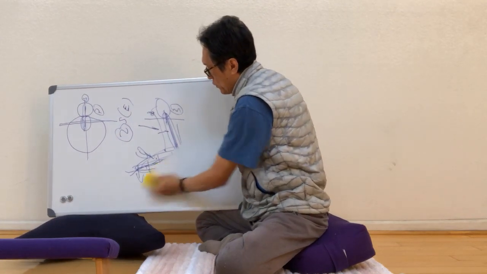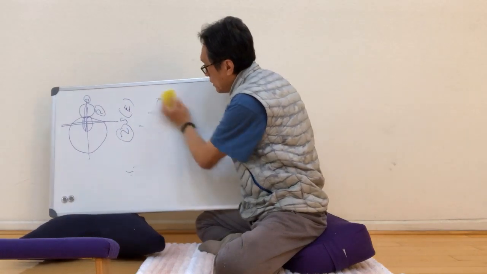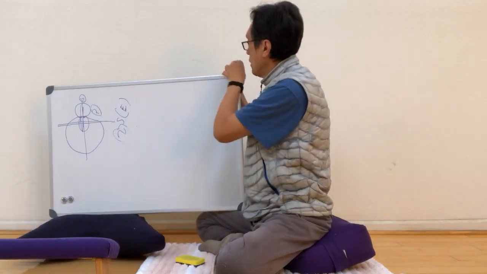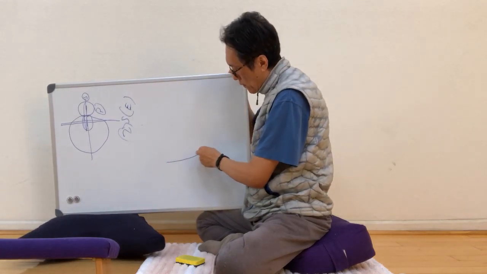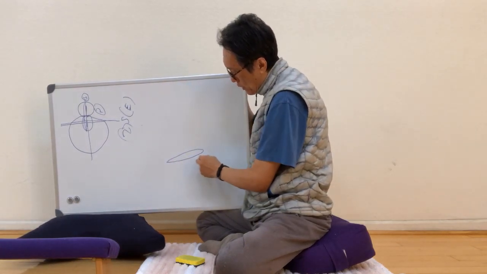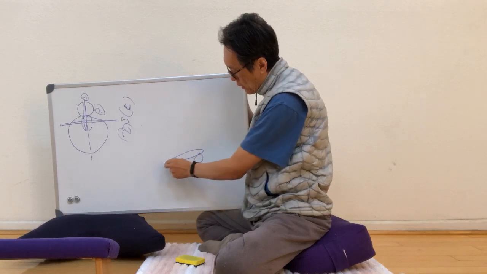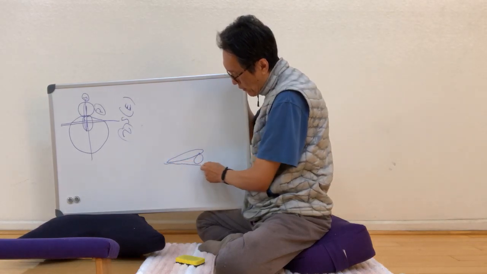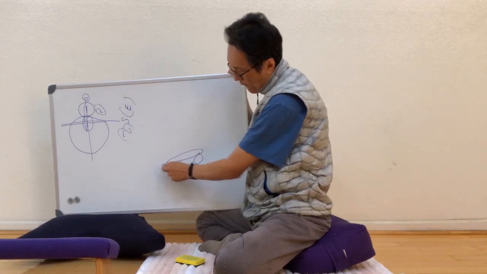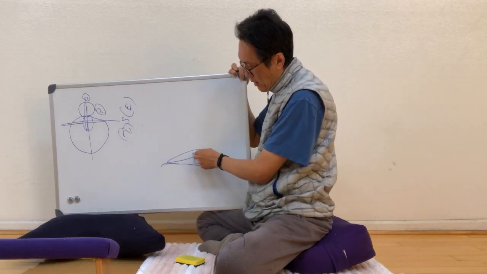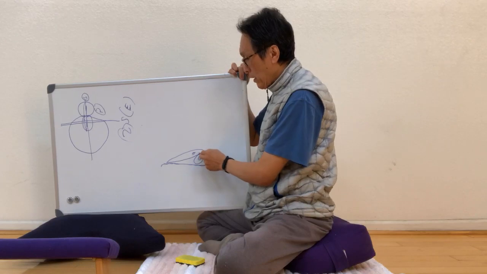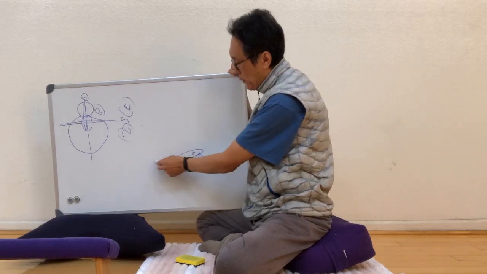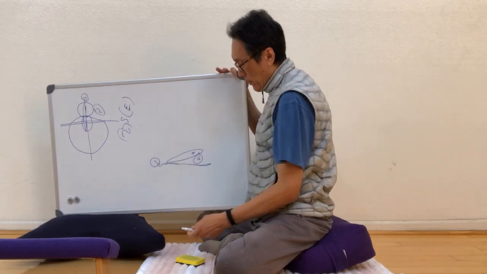So let me draw this thing for you. It's easier this way. So this is you, this is the cushion, this is the ground. Okay, so this is me, this is the cushion. Okay? Now this is the first step. Okay, now.